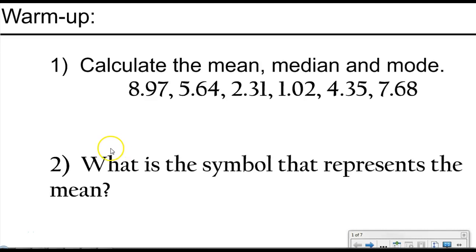Hey guys, welcome to the video for the 4.3 notes. We're going to start with a little warm-up. I want you to calculate the mean, median, and mode for these numbers right here.